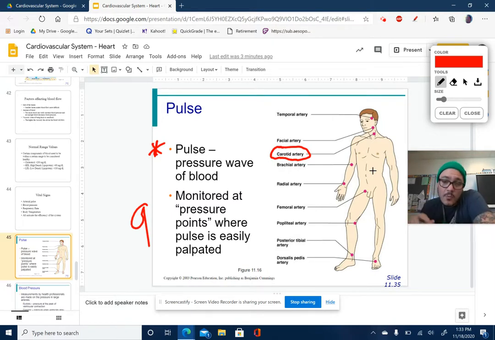Brachial artery is also super important to blood pressure. Radial, that's another one I'm going to circle. Your radial artery is found on the radius. This is a super easy one.